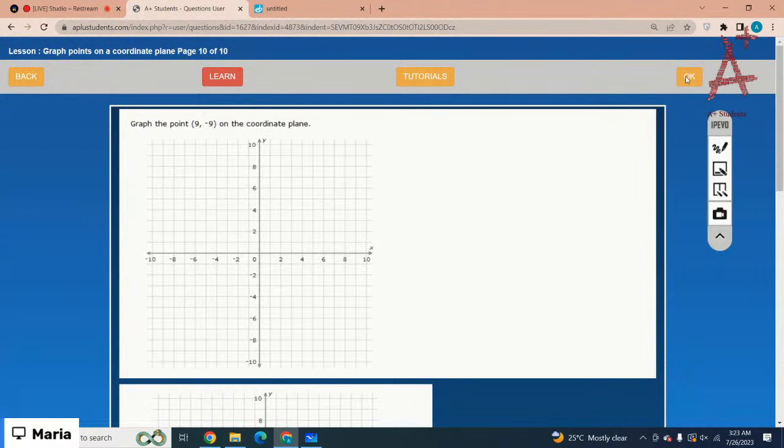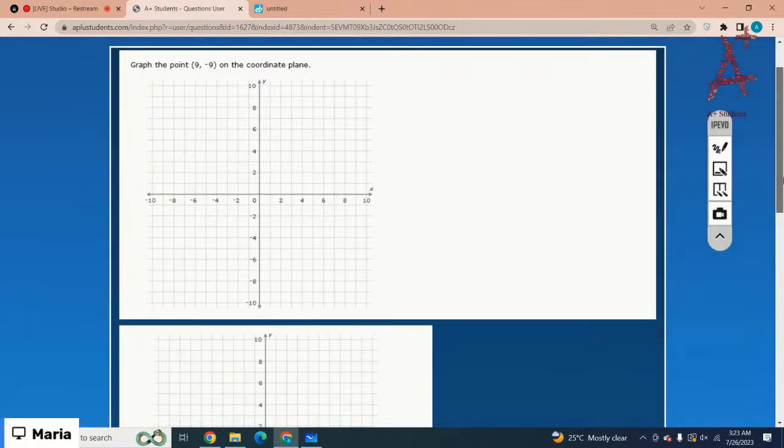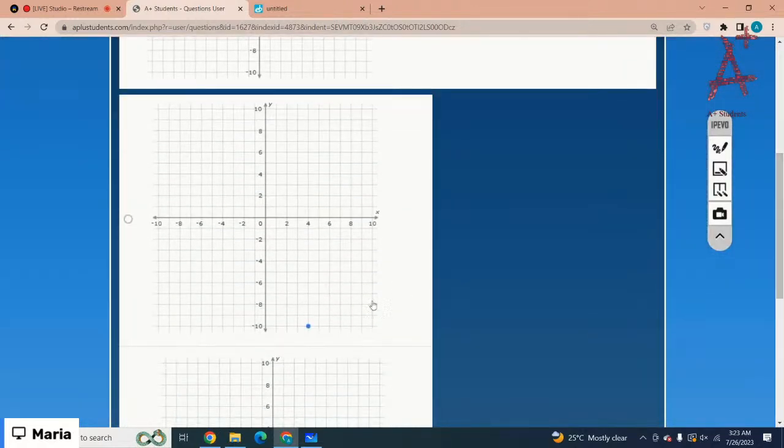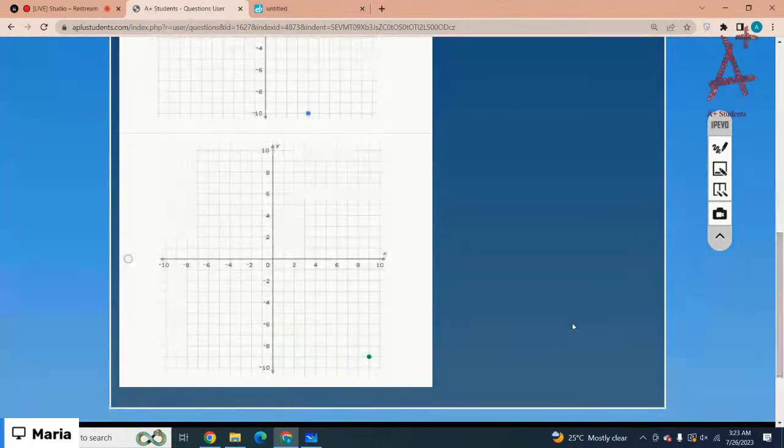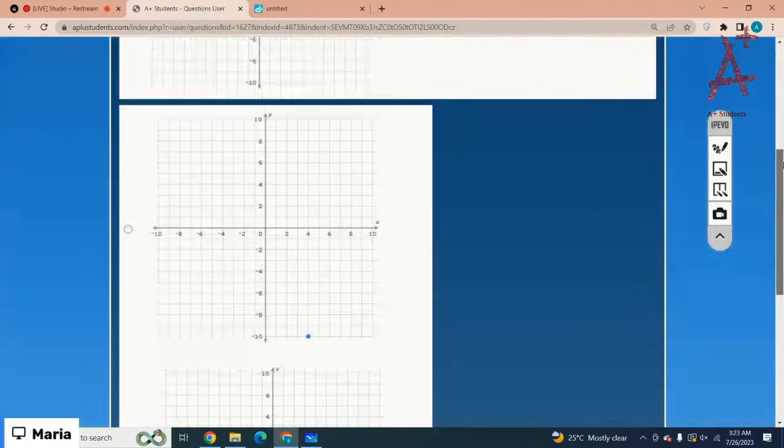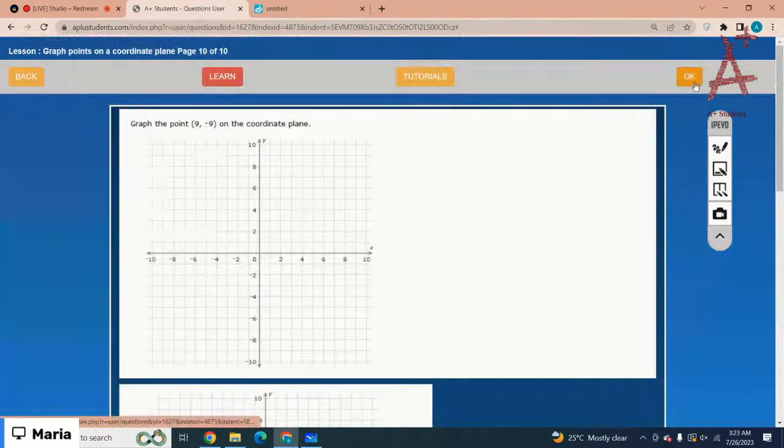Okay, graph the point 9, -9 on the coordinate plane. So which is the correct option? 9 and -9. X is 9 and y is -9. The correct option is, no, this is not the correct option. This one is the correct option. X is 9, y is -9. So the second one is the correct option, right?